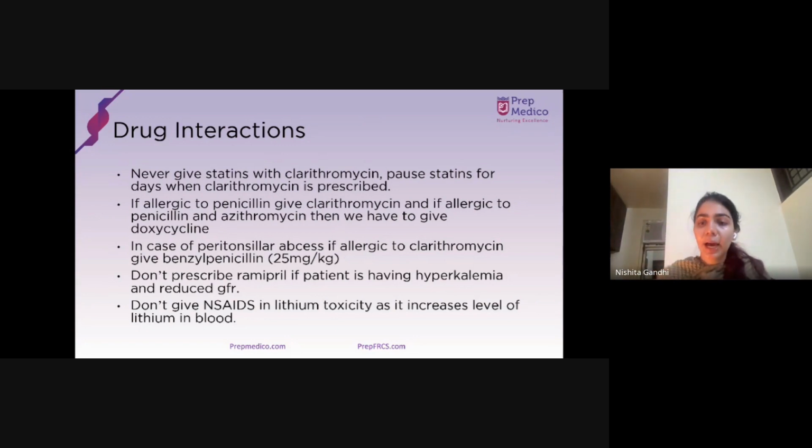Okay, and there may be a scenario. In fact, in most of the scenarios, they'll tell you the patient is allergic to penicillin. The patient gets a rash because of penicillin. So what are you going to give? Clarithromycin. And if the person is allergic to penicillins and clarithromycin as well as azithromycin and these kinds of drugs as well, then what are you going to give? Then we are going to give doxycycline. So there are cases like that.